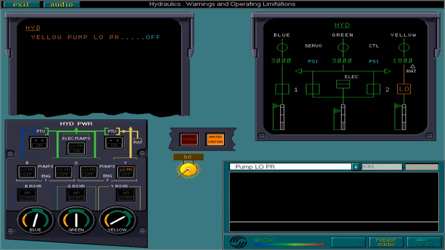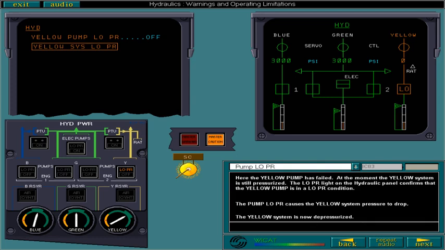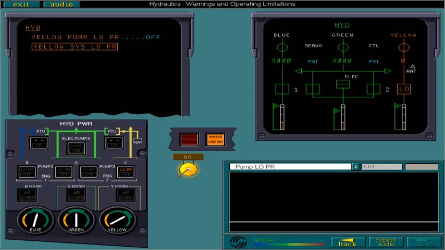Here, the yellow pump has failed. At the moment, the yellow system is still pressurized. The low-pressure light on the hydraulic panel confirms that the yellow pump is in a low-pressure condition. The pump low pressure causes the yellow system pressure to drop. The yellow system is now depressurized. Selecting the push button to off will turn the low-pressure light off, but as the system itself is not damaged, it can be recovered for approach by using the PTU or RAT.